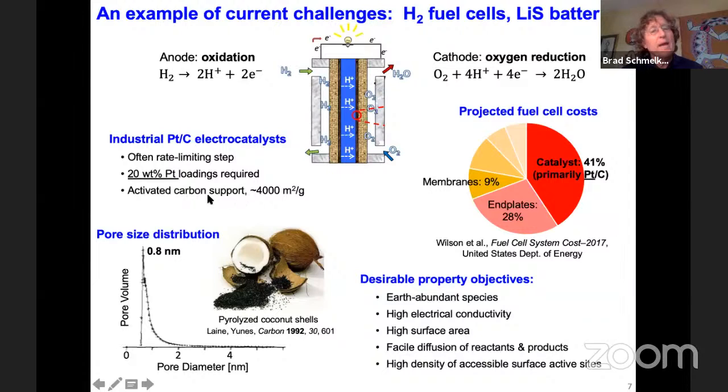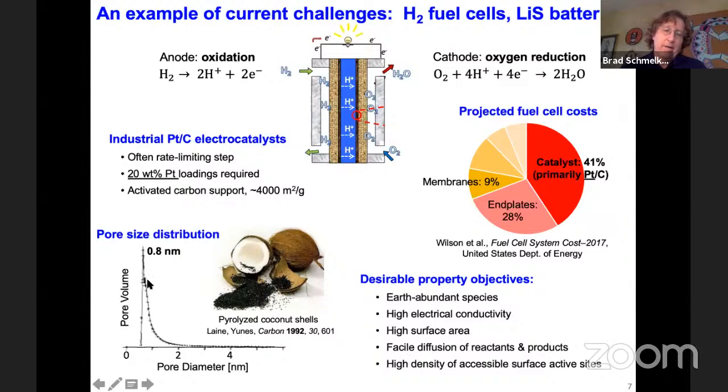It's also supported on this activated carbon, and that's nice because at least it comes from sustainable, inexpensive sources. I show here an example from pyrolyzed coconut shells, or other sources such as walnut husks, and they tend to be biological sources because they're inexpensive. They pyrolyze, that is, they convert them from these organic sources into these graphitic type carbons, the activated carbon support, at high temperature in the absence of oxygen. But you end up with a pore size distribution something like this.